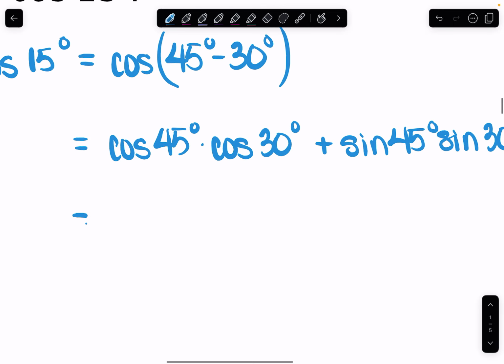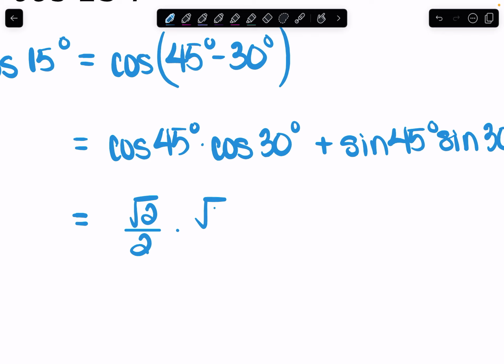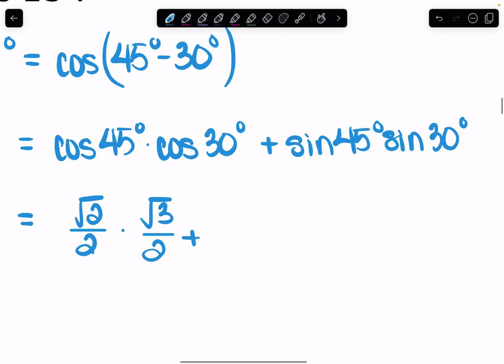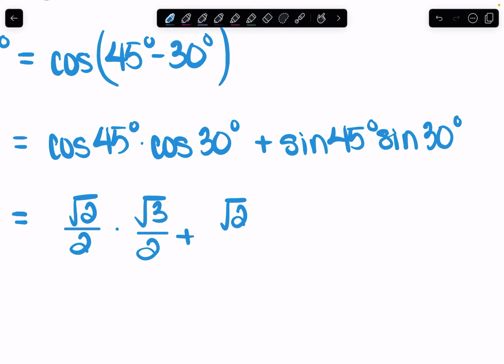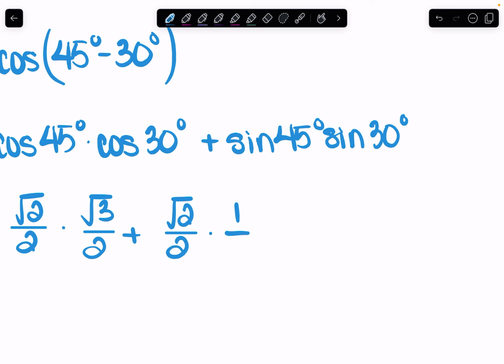All right, cosine of 45, I struggle with the degrees, I'm more of a radian person, 45 degrees is our pi fourth, so cosine of pi fourth is square root of 2 over 2. Times cosine of 30, 30 is our pi 6, so the x value there is square root of 3 over 2. Plus, and then sine 45, also root 2 over 2. Yeah, you thought you were done with that unit circle, but you're not. And then sine of 30 is the y value at that pi 6, 1/2.